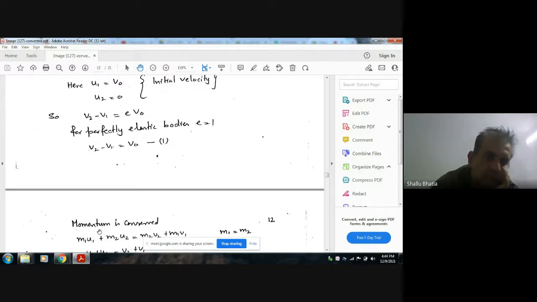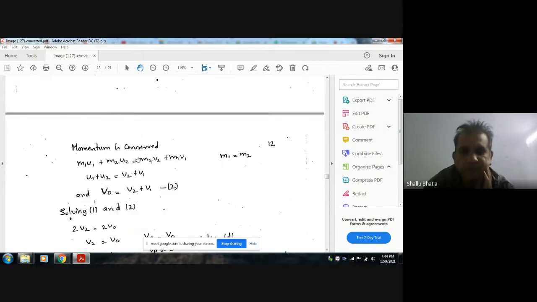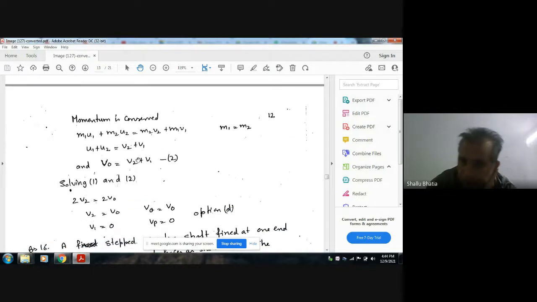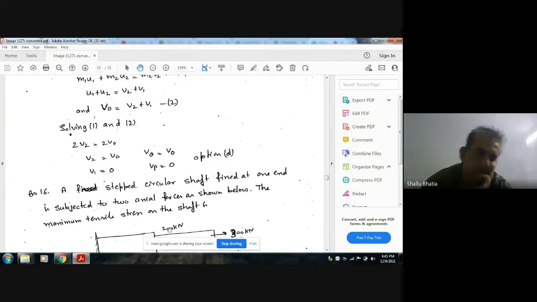Equation number 1 is V2 minus V1 is equal to V naught. So by solving these equations, we can find that V2 is equal to V naught and V1 is 0. So V2 is the final velocity of Q, that is V naught, and V1 is the final velocity of P. So Vp is 0. So option B is the right answer.